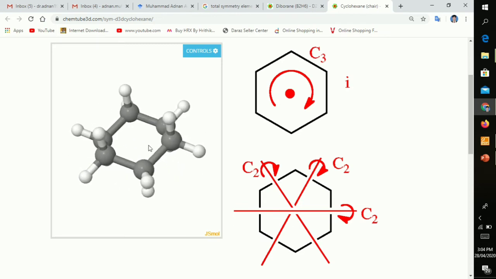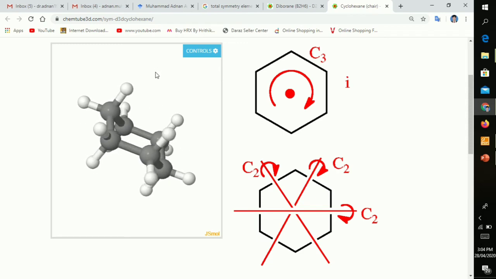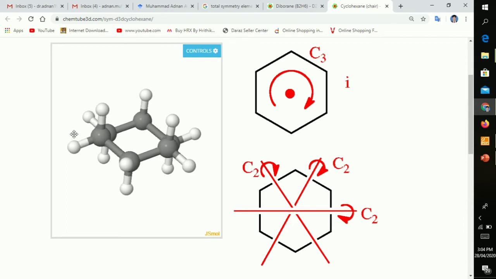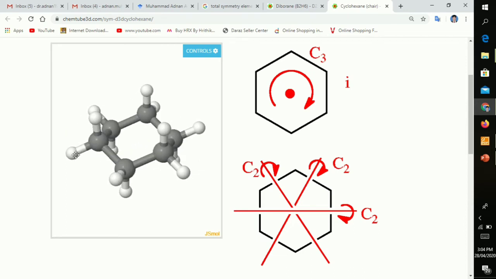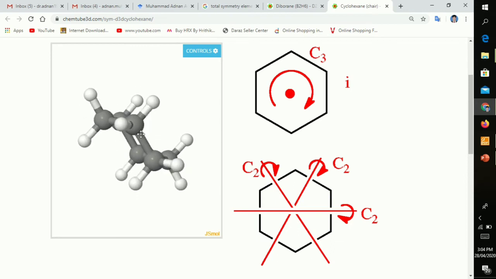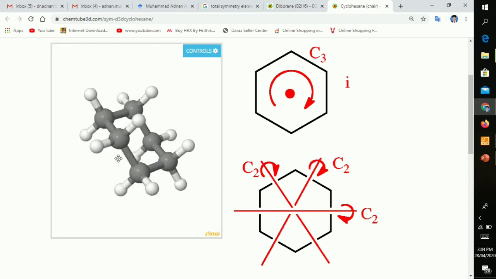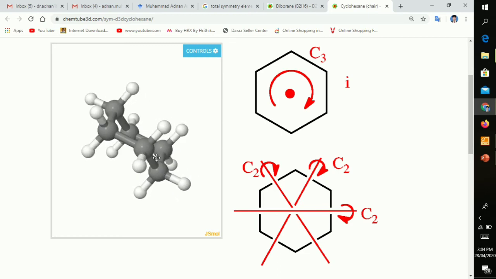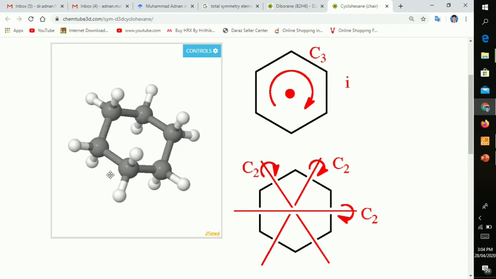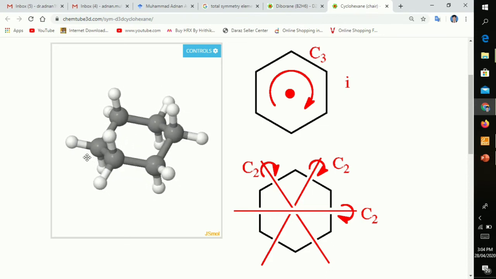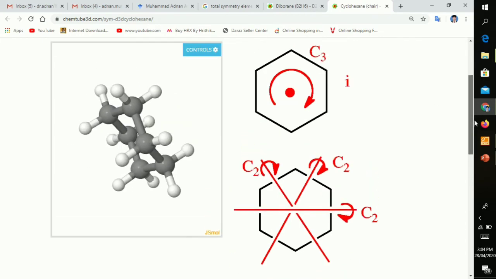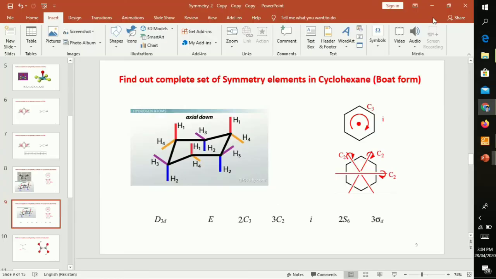There is C3 rotation if we rotate this molecule from this direction, and this is the axis of rotation for C3 and C2 also. We need to observe this molecule carefully, and 3 C2 is present along with 3 sigma V on the same axis, so same plane. There is inversion center also in this molecule. This is all about the cyclohexane chair form, the boat form, sorry.